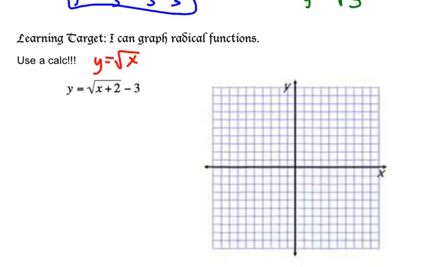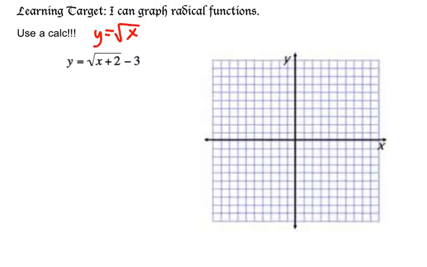So here it says learning target, I can graph radical functions. You can use a calculator to help you, but you can also just kind of think about this. Radical functions are weird. They have a point where they just start, right in the middle of your graph. That point is whatever's going to make it a 0 underneath that root. To make that a 0 under there, you need x to be negative 2. Square root of 0 is 0, which means you have a point at negative 2, negative 3 where you start. Right there. That is the beginning point.